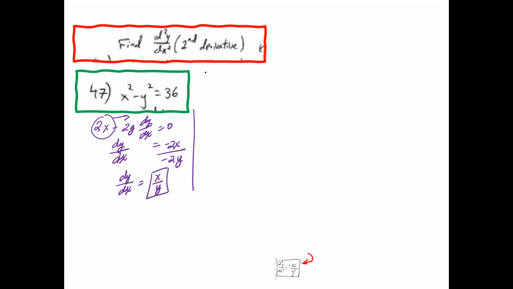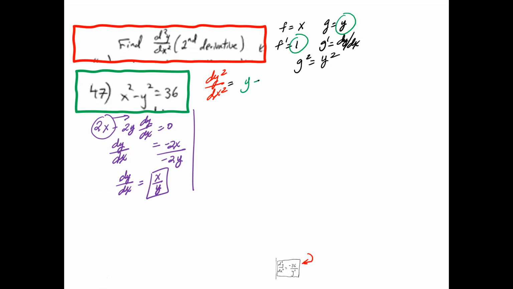Now my second part is to go ahead and find d squared y over dx squared. So to do that, unfortunately, again, I'm going to have to use the quotient rule. There's no way of avoiding that. So f is going to equal x, f prime is 1, g is y, g prime is just dy over dx, g squared is going to be y squared. So I'm going to go ahead and do f prime times g, so that's y, minus f times g prime, that's x dy over dx, all the way over y squared.